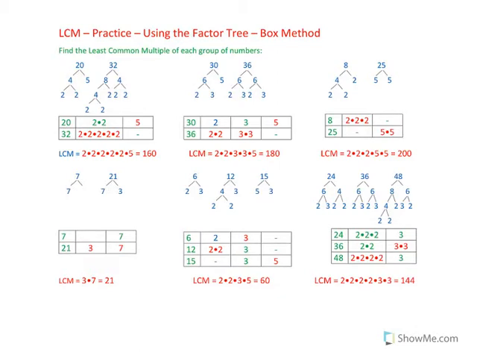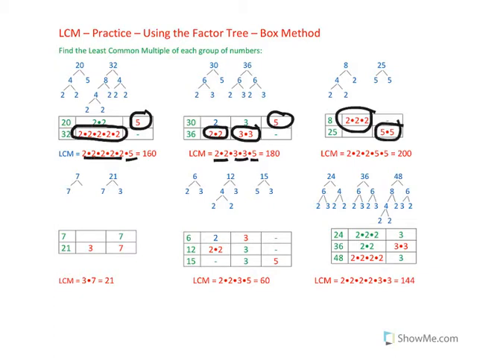All right, so again, we're going to circle the most number of 2's and the most number of 5's. So that's 16 times 5, or 160. No, it isn't. It's 32. Sorry. There's 5 2's. 32 times 5 is 160. For this next one, the most number of 2's, the most number of 3's, and the most number of 5's. So 2 times 2 times 3 times 3 times 5 is 180. Here, we only have 2's in the 8, and we only have 5's in the 25. So 8 times 5 is 200.